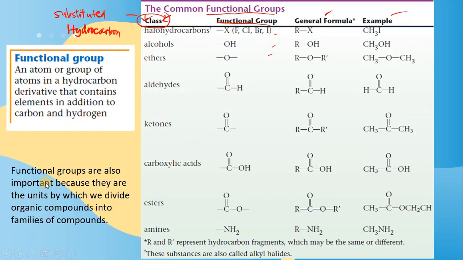Okay, so functional groups are also important because they are the units by which we divide organic compounds into families of compounds, those substituted hydrocarbon families. The functional groups are present in a lot of aspects of the living world and the organic world. They can be found in our skin, in our bones, in our DNA. They are also found in our food and in the products that we use. So it's all around us, and it's better if we familiarize ourselves with all these.